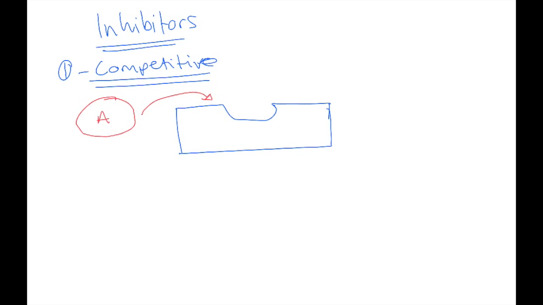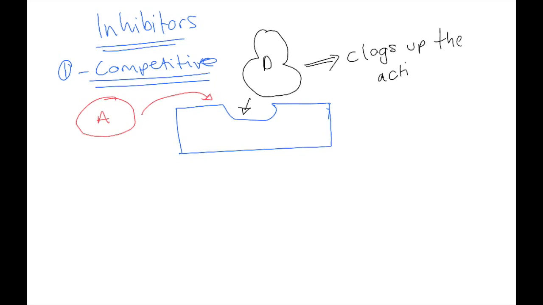However, we've got this other molecule, let's call this molecule D, that also fits in there. However, this enzyme can't actually catalyze that reaction or breakdown of D. So D just sits in there. It competes for the active site, just sits in there, and then nothing happens. So it just basically clogs up the active site, or occupies the active site, and therefore we get a reduced reaction rate.